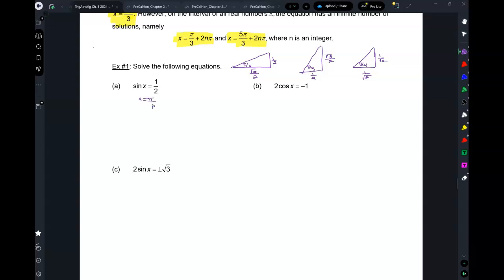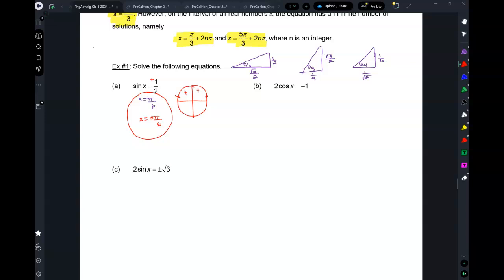But now we might have to come up with two answers. So let's go on the unit circle. We want sine of x to be positive a half. We know that sine of x is positive in these two quadrants. So if I have pi over 6 here, what's the equivalent of pi over 6 there? Remember, 5 pi over 6. And those two together are my answers.